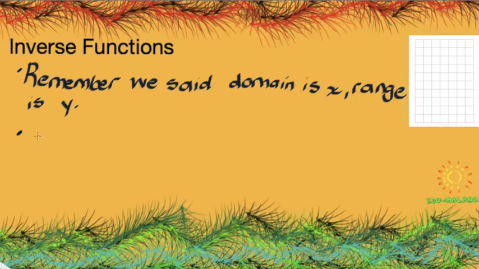Okay, so remember the domain is x and the range is y. If I were to make, for you guys, I hope you can see this, a straight line here and another line there, x is the horizontal, y is the vertical. Just a reminder in case someone forgot. So x is the domain, the range is y.